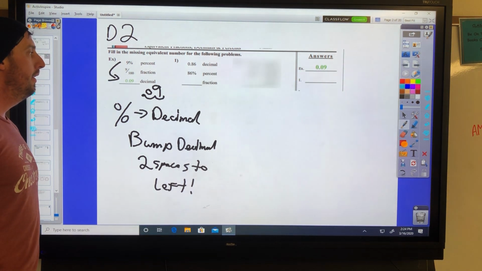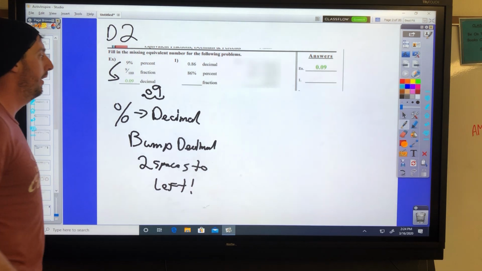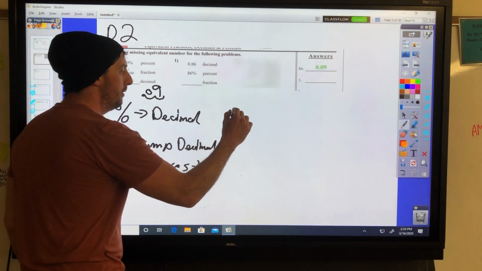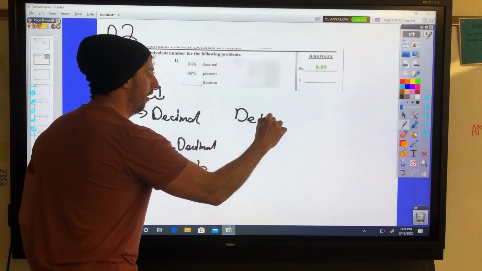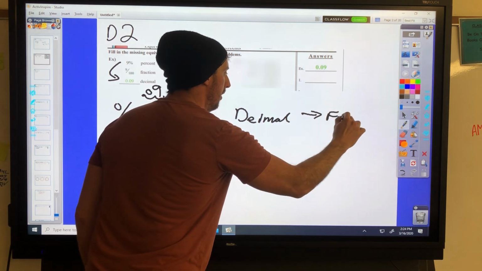Also, I could change a decimal to a fraction. So decimal to fraction.